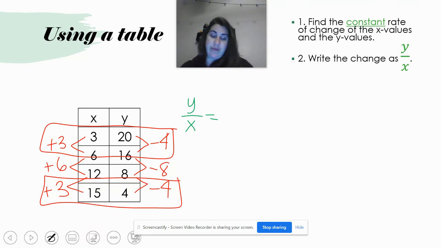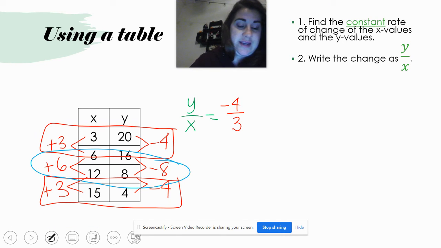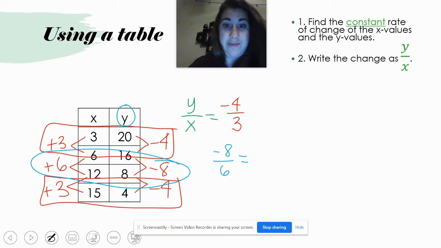So if I were to write my ratios, I have -4 over 3, right? But what about this guy here with the -8 and the 6? Well, let's put that into our ratio of y over x. Can't I simplify that down, divide by 2, and I get -4 over 3? So my slope, in this case, is always -4/3.